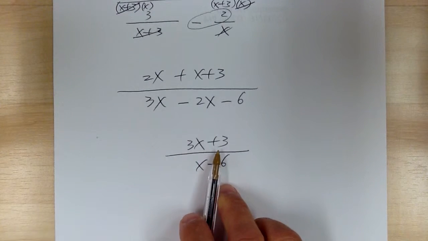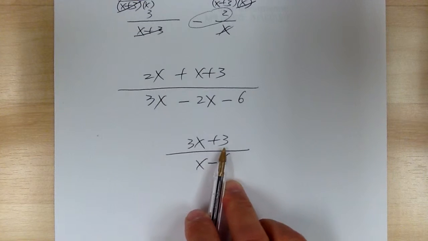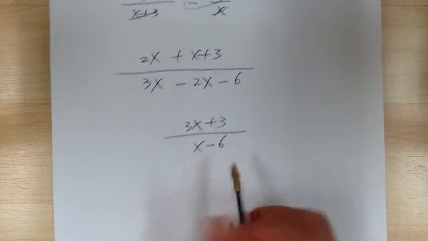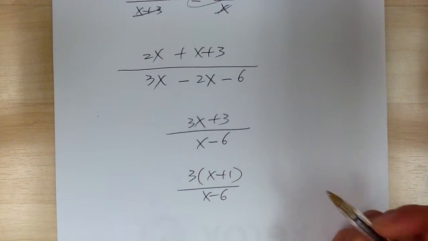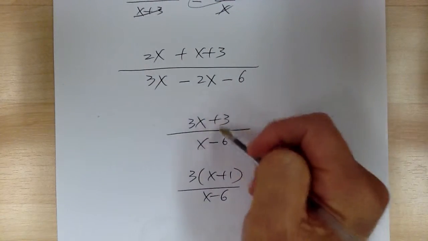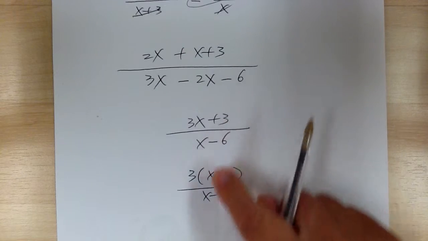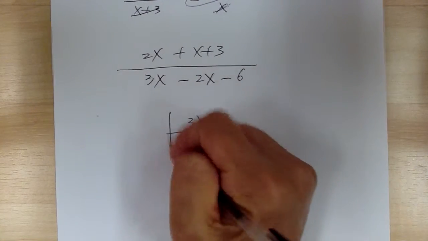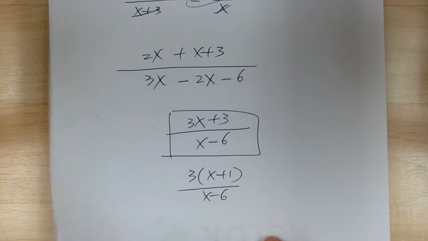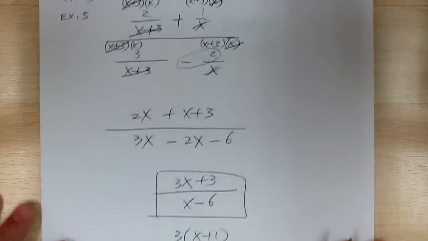But this one is factorable, but you cannot cancel, right? If you factor, cannot cancel. So either answer is fine. Okay, if you box that, that's fine. If you box this, that's fine. Either one is fine. Okay. So let's go and do some practice.